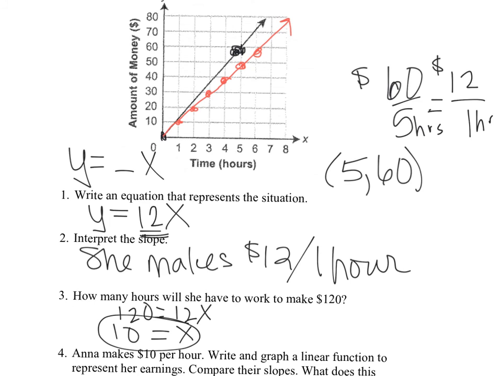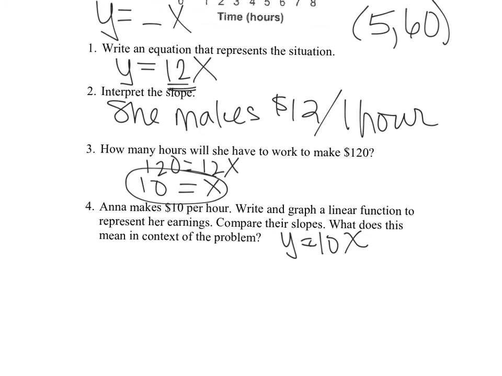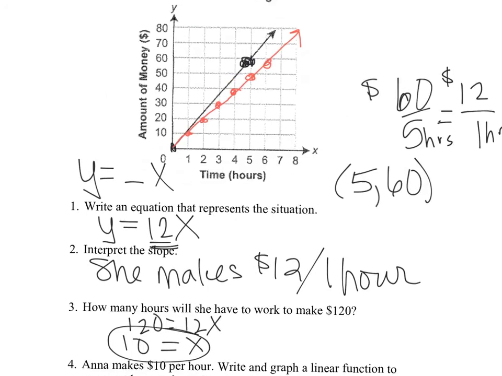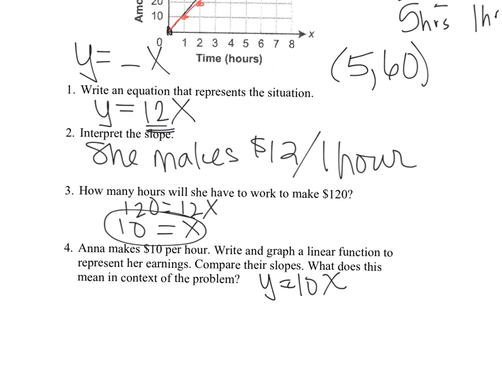And here's where I would ask you guys why her slope is not as steep. It says to compare, and I would say her slope's not as steep because she makes $2 less an hour. She does not have as steep a slope because she does not make more than, I don't remember her name, Janet. So what does this mean in context of the problem? It just means that since her slope is not as steep, she makes less money.